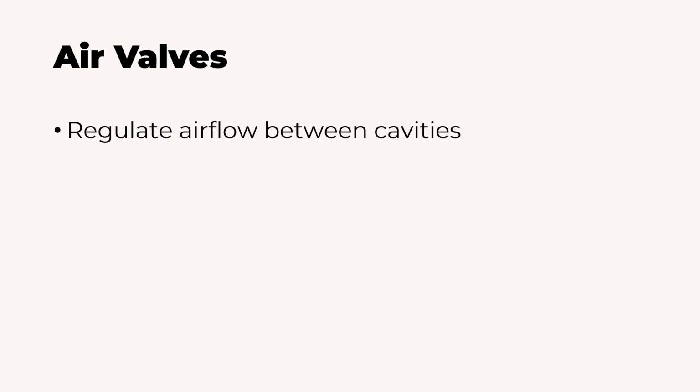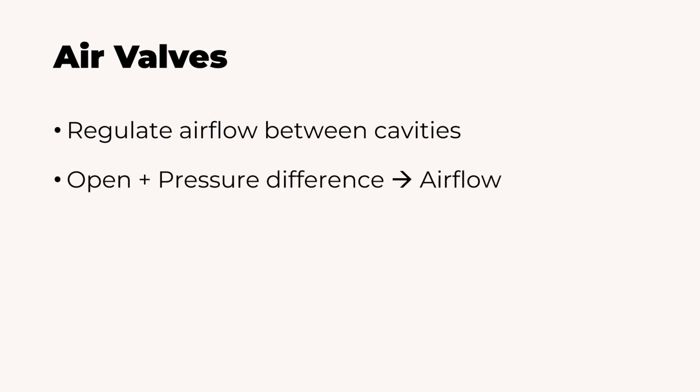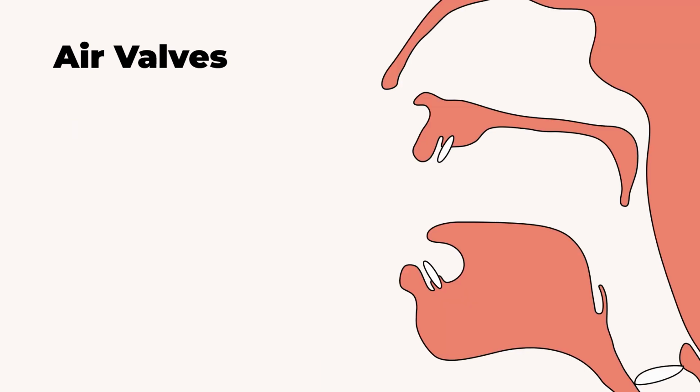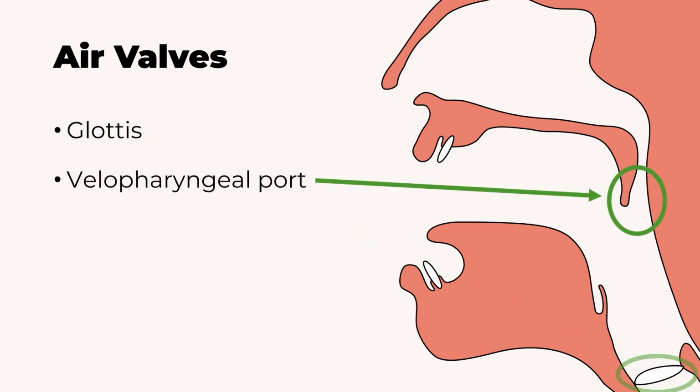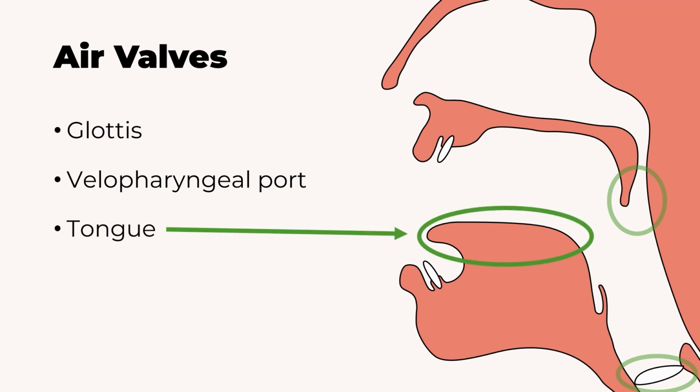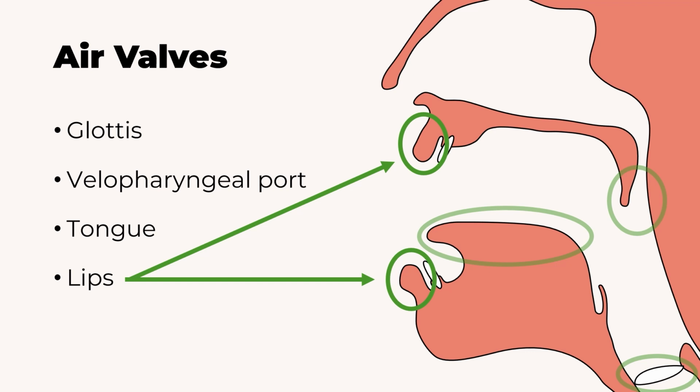Air valves are used to regulate the airflow between the cavities. If an air valve is open and there is a pressure difference between connecting cavities, there is airflow. The existing air valves are the glottis, which regulates between the supraglottal and subglottal cavities, the velopharyngeal port, which regulates between the oral and nasal cavities, the tongue to regulate between the oral cavity and the atmosphere outside the body, and the lips, which also regulate between the oral cavity and the atmosphere.